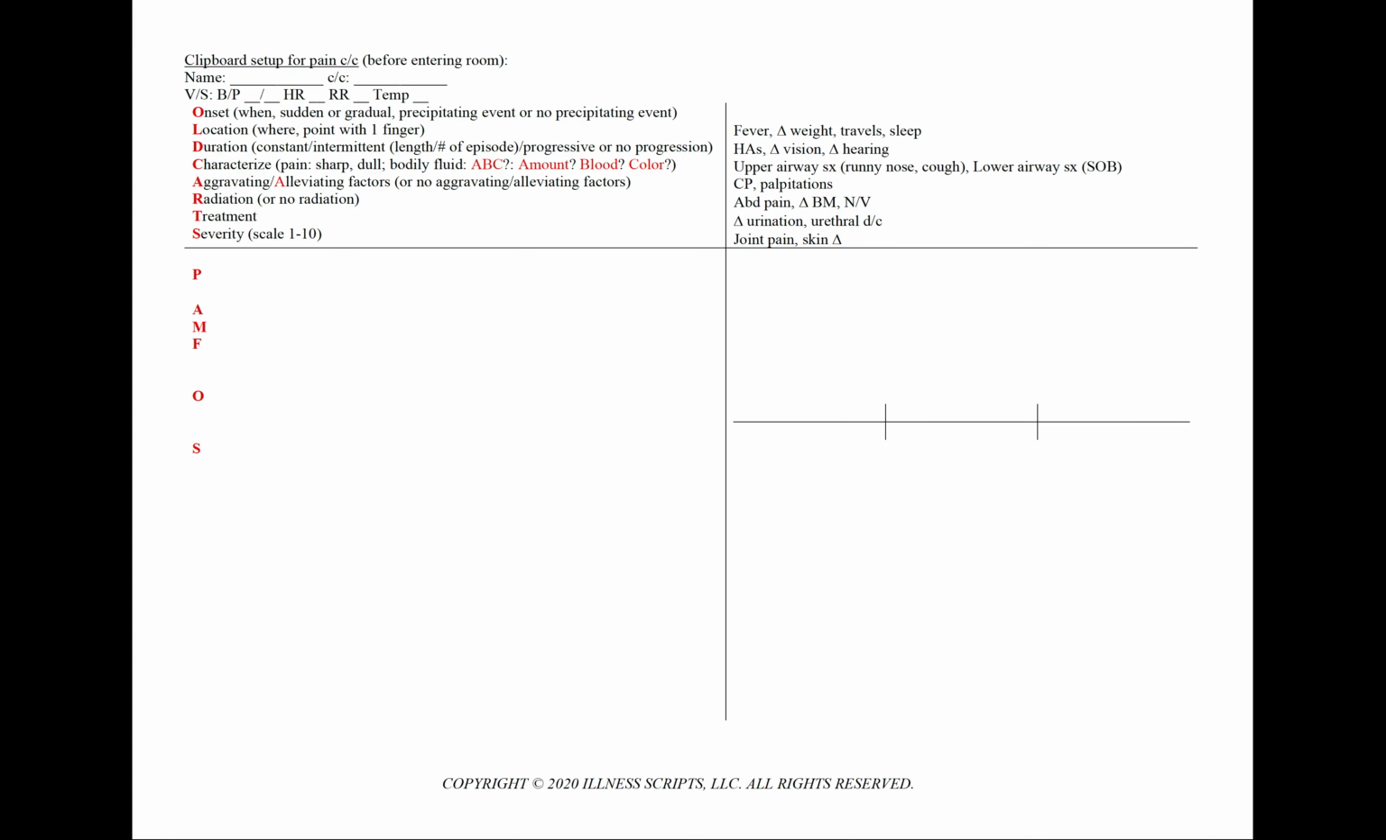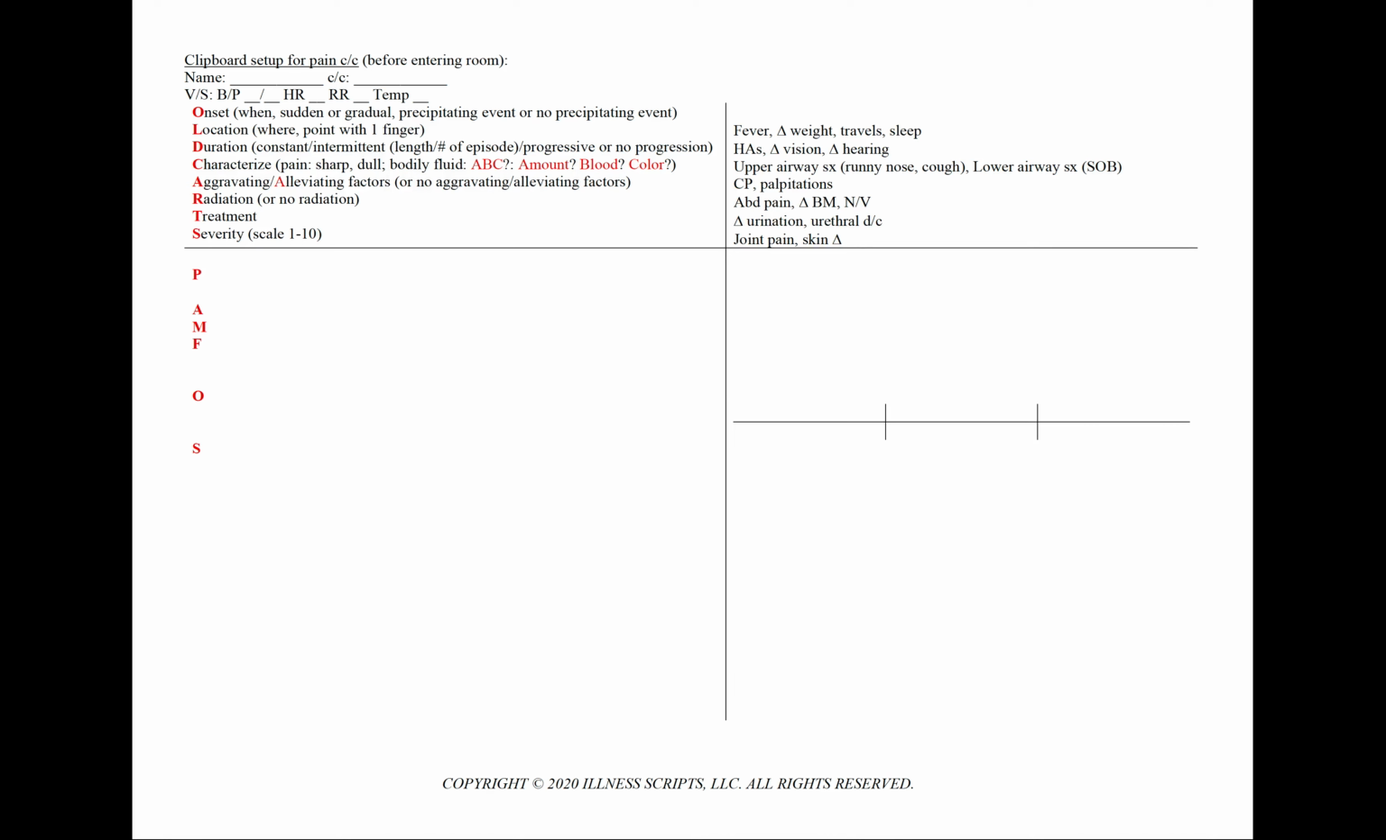The O is for onset, or when did the pain begin? Did it come on suddenly, or was it more gradual? And for our patient note, we'd like to write down the precipitating event, or if there is none, no precipitating event. For location, we'll ask our patient to point with one finger.